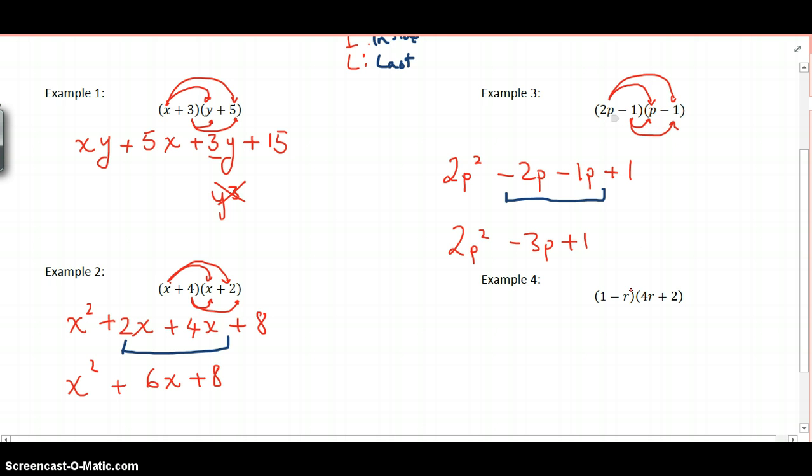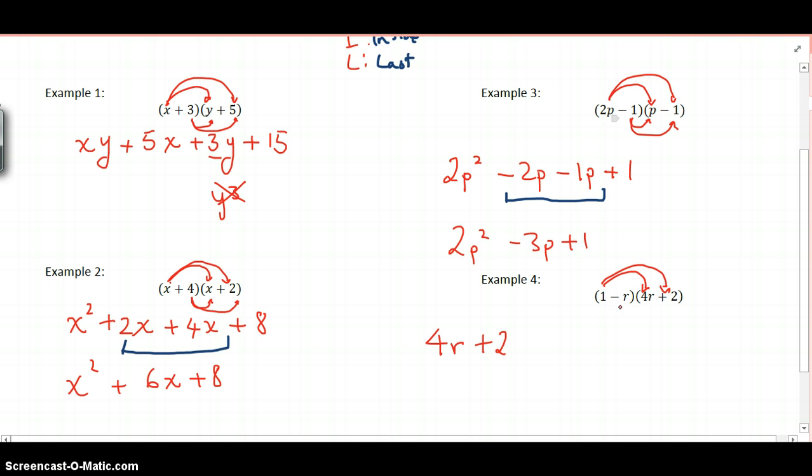Now the next question, the letters are mixed around. However, that doesn't mean that you change anything. You still can use the FOIL method: first, outside, inside, last. So pause the video, try this on your own first. Okay, now that you've given it a shot, what are the two first terms? 1 and 4r. So what is 1 times 4r? That will be 4r. Now what is 1 times 2? 1 times 2 is 2.